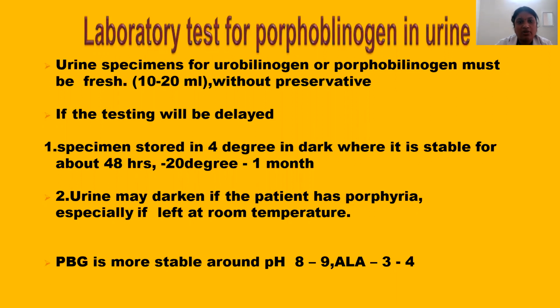Urine specimens should be fresh and there shouldn't be any preservative. If the testing is delayed, the specimen is stored at 4 degrees in the dark, where it is stable for 48 hours, and at minus 20 degrees it is stable for 1 month. And urine may darken if left at room temperature.